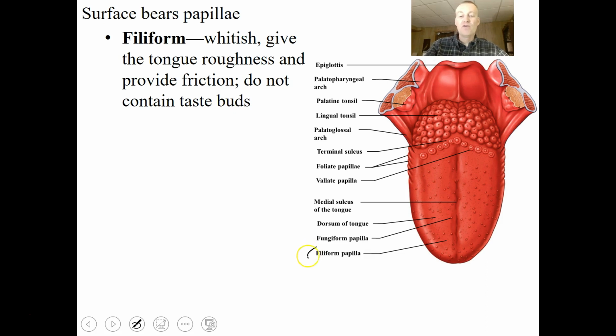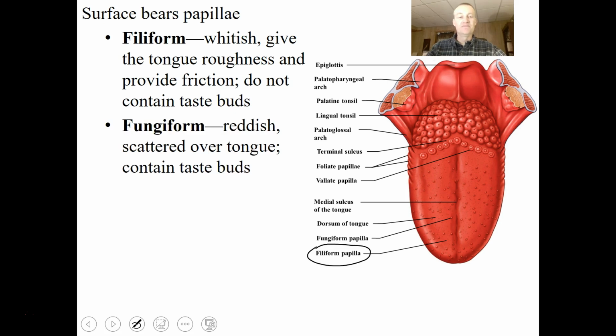So the filiform papilla, singular, papillae is plural. Filiform papillae are white, and they give the tongue a roughness and provide friction, and these do not contain sensory receptors. If you've ever felt a cat's tongue, it has really super papillae that allow them to serve almost like combs to clean their fur and get themselves cleaned.